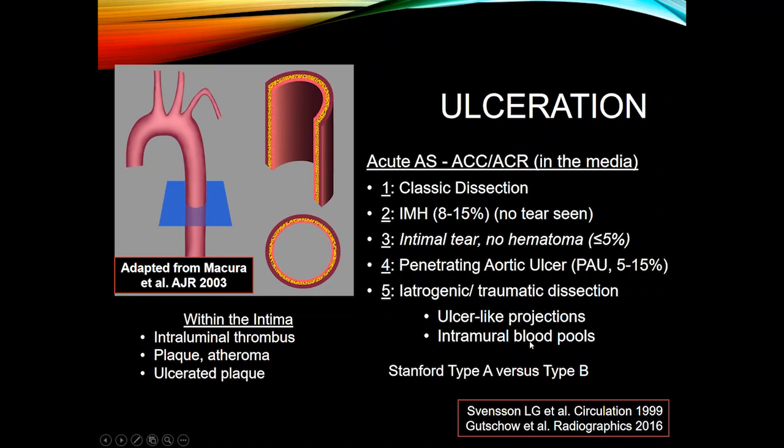You also might see intramural blood pools, which are sort of these little islands of little pools of blood not connected to the intima, and these are thought to represent little avulsions of the intercostals, for example, and do not carry increased risk of dissection or complication.